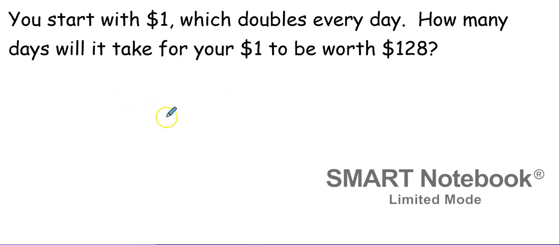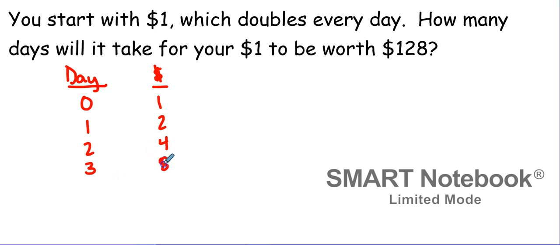The only way that we know how to attack this right now is we can plug numbers into a calculator, or we can just list stuff out. So let's list stuff out. Because we start with $1, that means on day 0, we have $1. After 1 day, we have $2. After 2 days, we have $4, and so on. And we can continue this pattern.